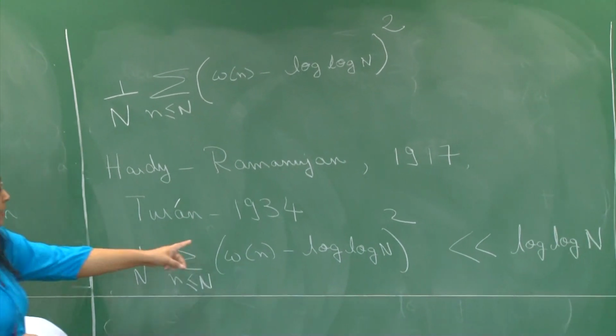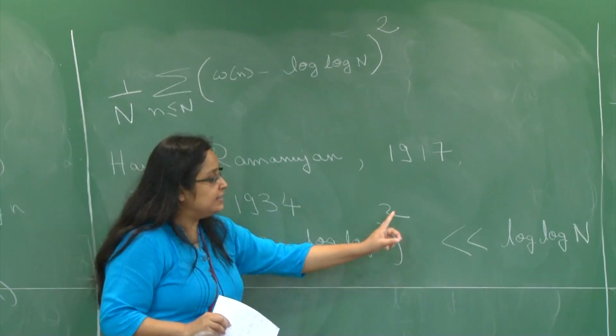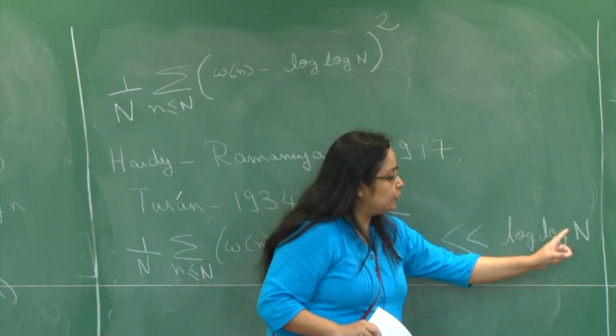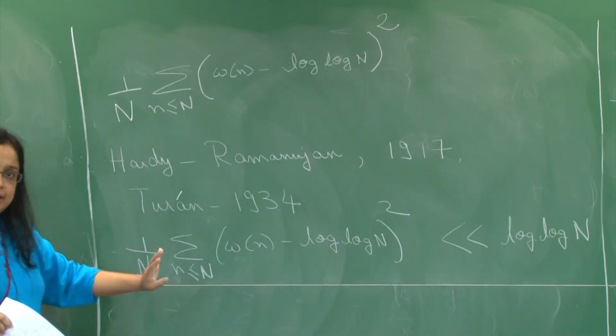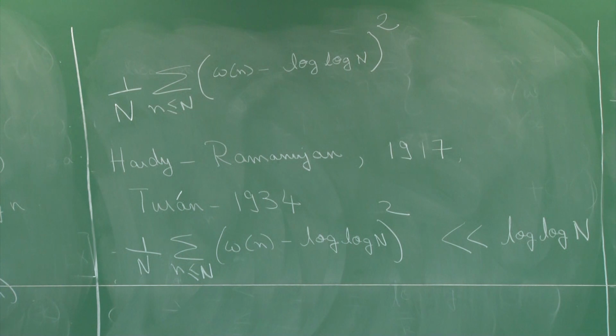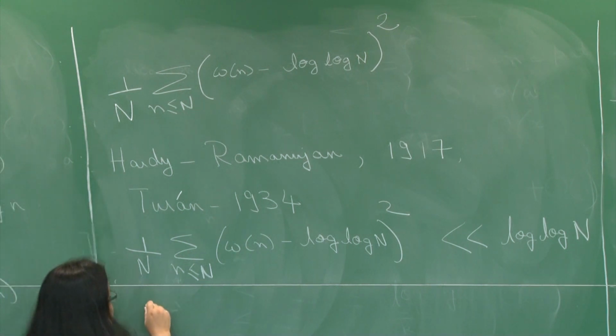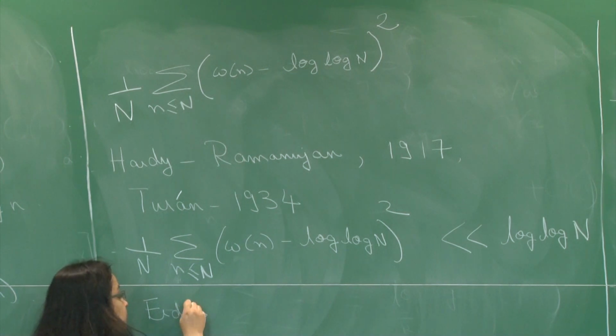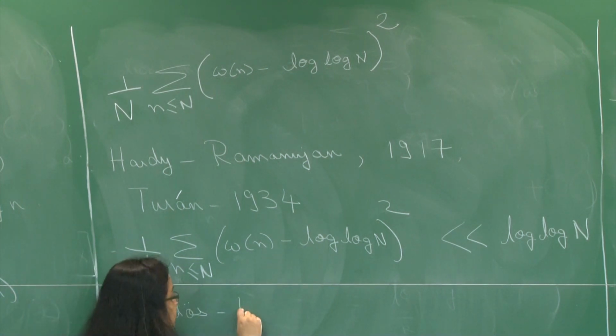So, the deviation from log log n is at most of the order of root log log n. Essentially this is what this theorem is saying, and there is a more refined theorem due to Erdos and Kac.